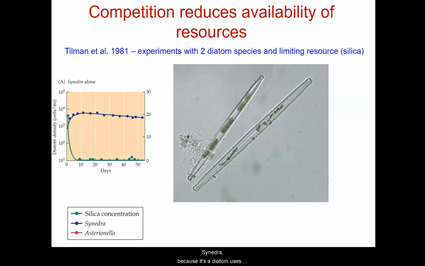Synedra, because it's a diatom, uses silica, here, this teal line. Silica is necessary for them to build their tests, which are made of glass. So when Synedra is living alone in solution with only silica provided as a resource, and remember, a resource is something that is consumed and can be used up, you'll see that as we get growth of Synedra here, silica declines significantly, which makes sense because they're using up the silica to make their tests.